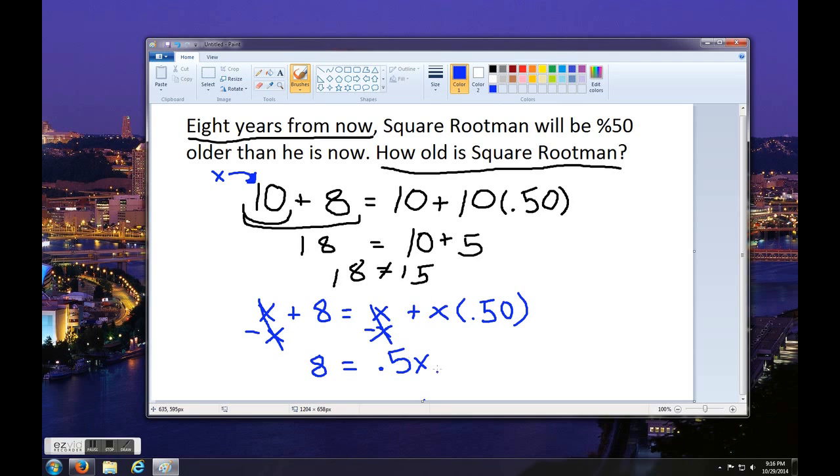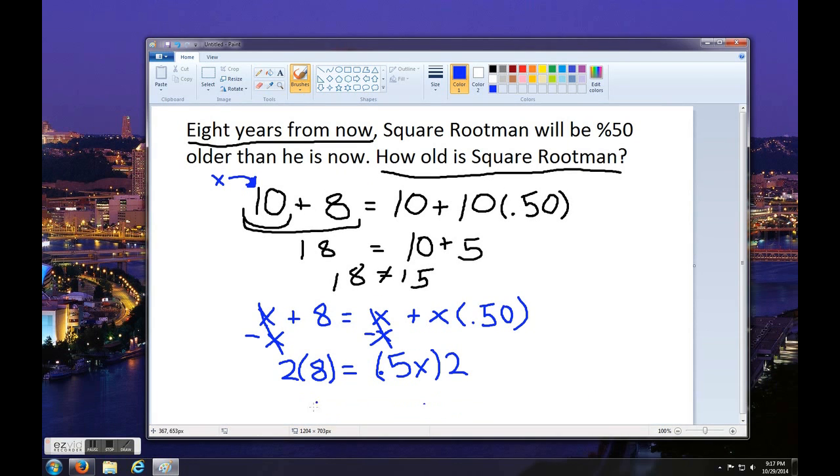So 0.5x, how are we going to get x alone here? Well, we can divide by 0.5, or multiply by 2, because dividing by 0.5 is the same as multiplying by 2. So I'll multiply this side by 2. And then do the same on the other side, multiply this side by 2. Left with 16 equals x. So Square Rootman is 16.